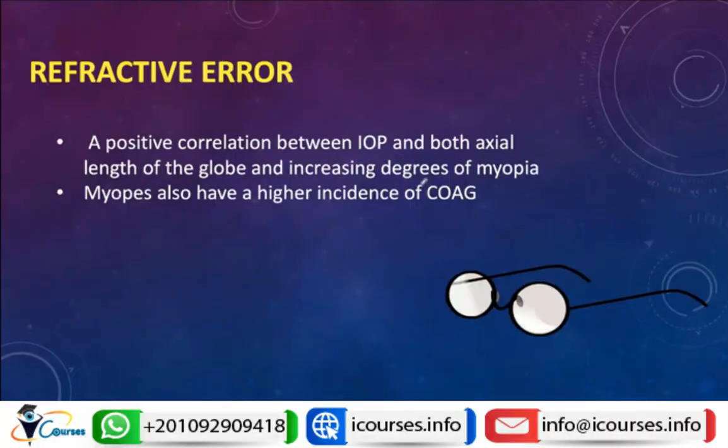Refractive error also has a role. If the patient has myopia, they are more prone to develop primary open-angle glaucoma, and if they are hyperopes, they are more prone to develop angle closure glaucoma due to shallowness of the anterior chamber. So myopia has a higher incidence of chronic open-angle glaucoma, while the reverse occurs with hypermetropia.